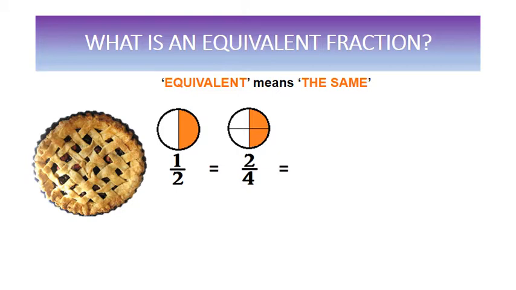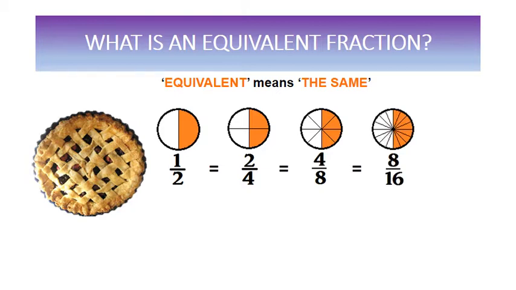I could then take the same pie, but this time cut it into 8ths. That's 8 equal pieces. Well, looking at the shaded area, 4/8 is exactly the same size and shape as 2 quarters and 1/2. I might then want to cut the same pie up into 16 equal pieces. If I was to eat 8/16, that's the same as eating 4/8, 2 quarters, or a half of the pie. So all of those 4 fractions are equivalent. They mean the same thing, but they have just different numerators and denominators.